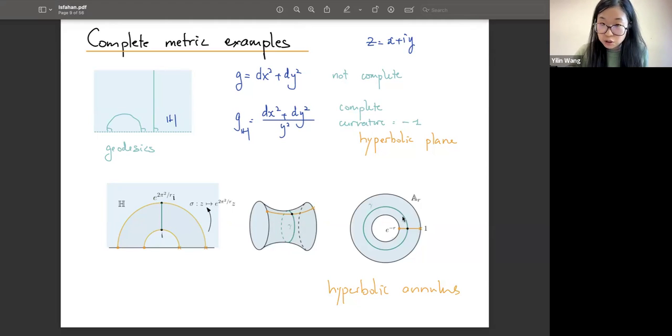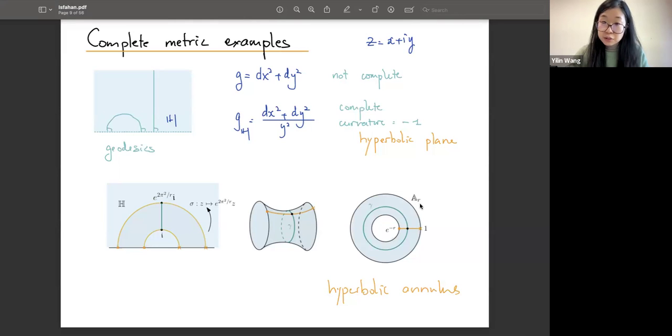Although it's drawn on the plane, if you draw it on the plane, it looks like an annulus going from radius 1 to inside radius exponential minus r. Recall this r is related to this r here. It's the same r here. But these two boundaries are infinitely far, because in order to approach this boundary on the universal cover, you are here and you have to come down to this point. Yeah, so these are the hyperbolic annulus with the boundary at infinitely far away.